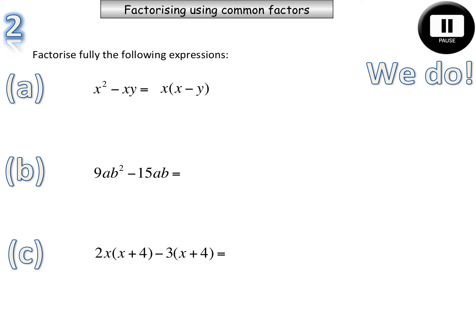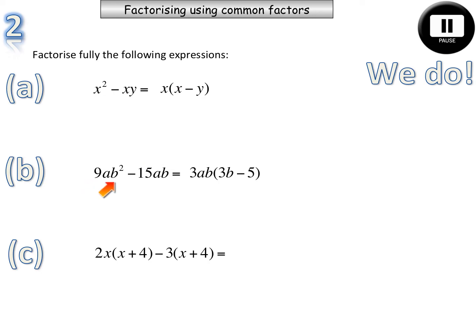Okay, so a common factor in both is going to be x. So x is taken out the front. Then in your brackets, you think to yourself, what do you multiply the x with to get an x squared? So there's your x. And what do you multiply the x with here to get a negative xy? A positive x multiplied by a negative y gives you a negative xy.